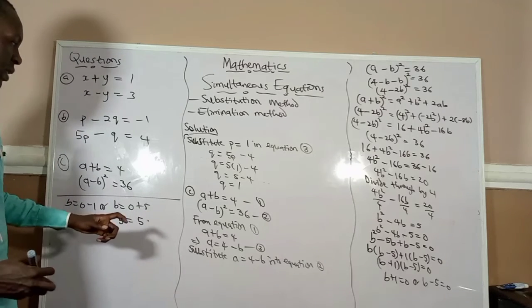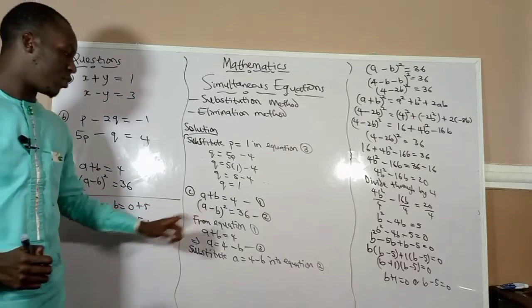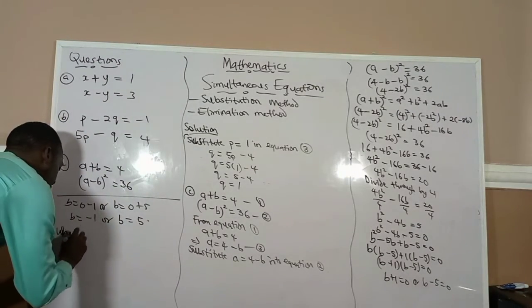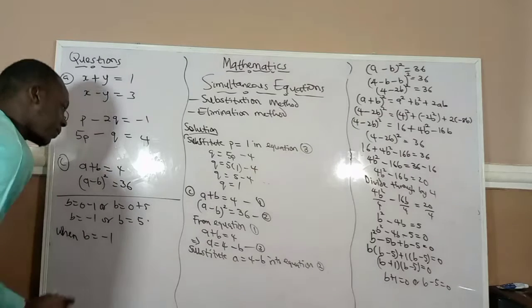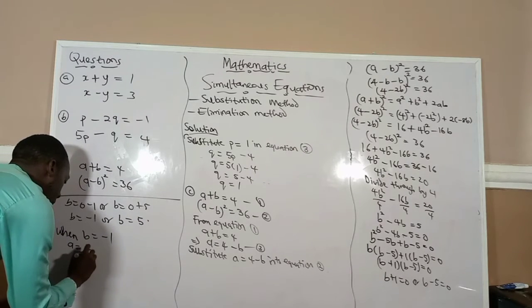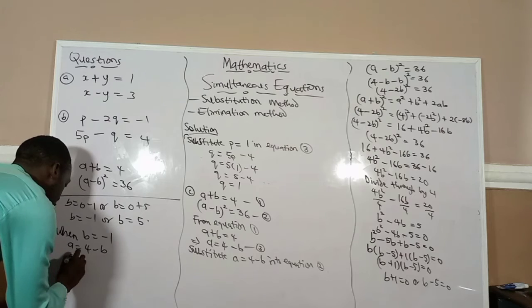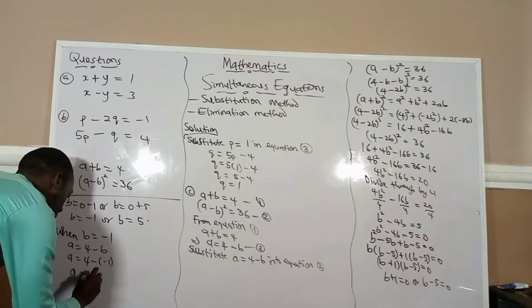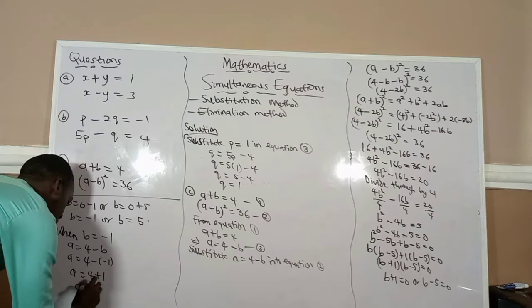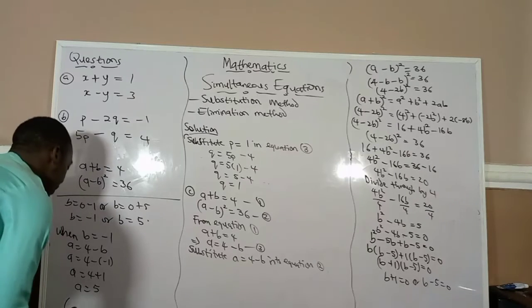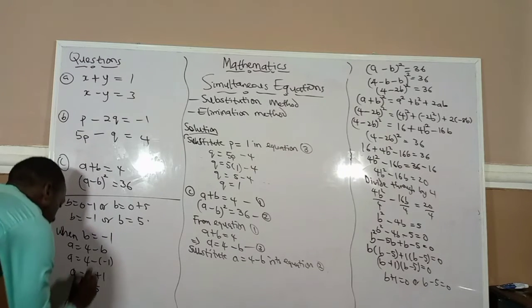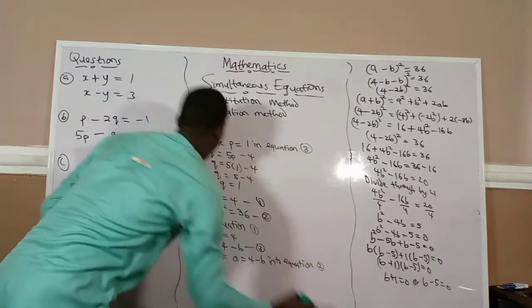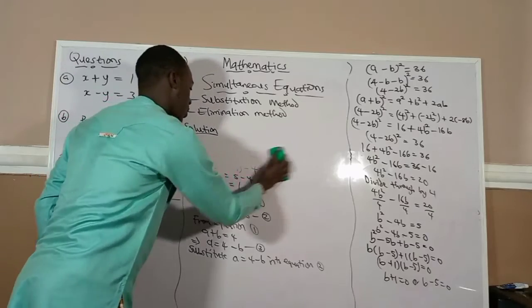Having gotten that, we need to get our values of a too. So what we do is we say when b is equal to minus 1, a is equal to 4 minus b. So a is going to be 4 minus minus 1, and a is going to be 4 plus 1, which means a is going to be 5. So writing it, a is 5 and b is minus 1. Don't forget, we're still going to check our solution if it is true or not.